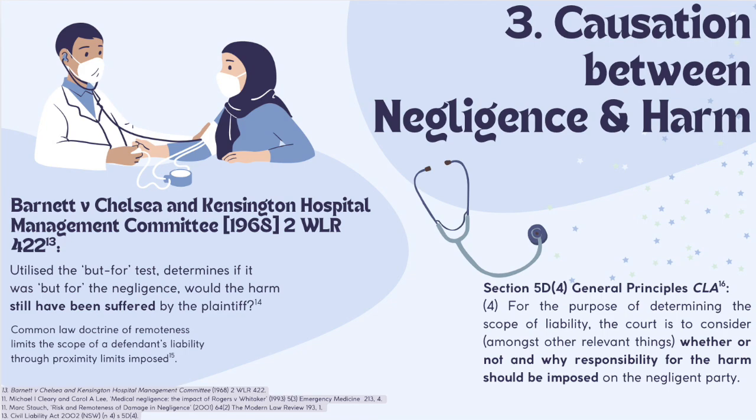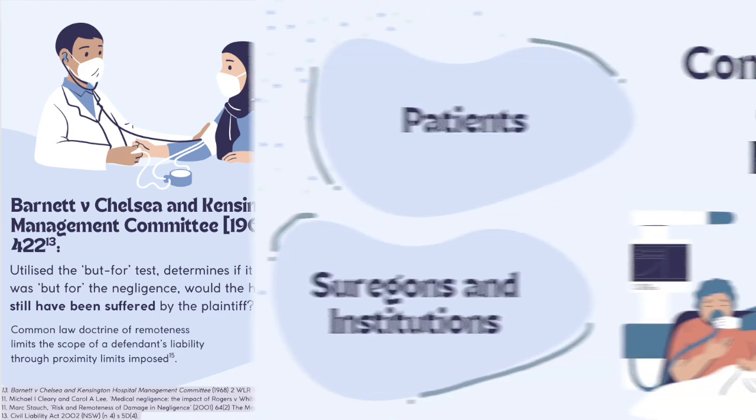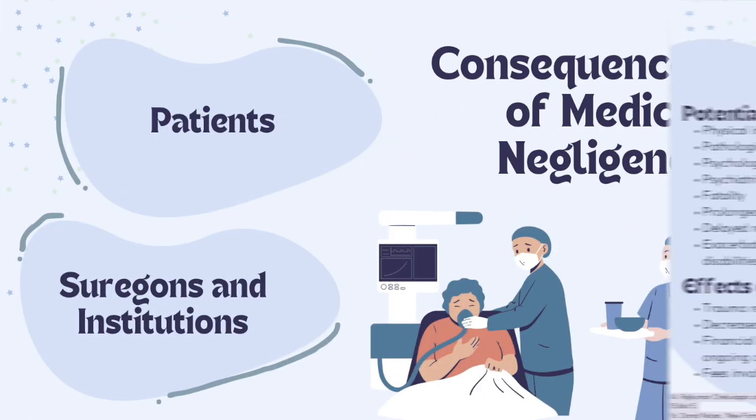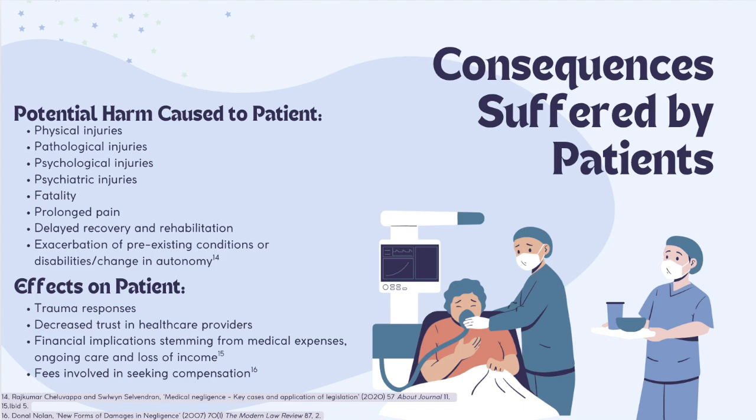Despite this, medical negligence persists in forms such as misdiagnosis, surgical errors, medication mistakes, and the failure to obtain informed consent. Medical negligence has consequences on patients, surgeons, and institutions. For patients, as negligence has morphed from primarily covering physical injury and property damage to an action over economic loss and psychiatric diseases, it is evident that a patient's harm may be both immediate and long-term. Consequently, the harm resulting from negligence may encompass physical, pathological, psychiatric injuries as well as death. Such outcomes have profound effects on patients.